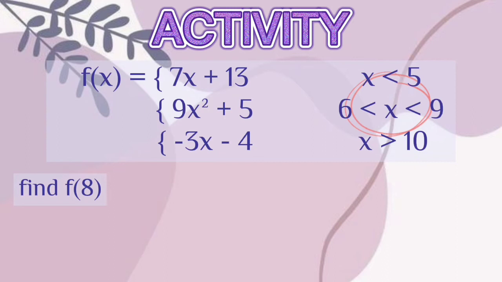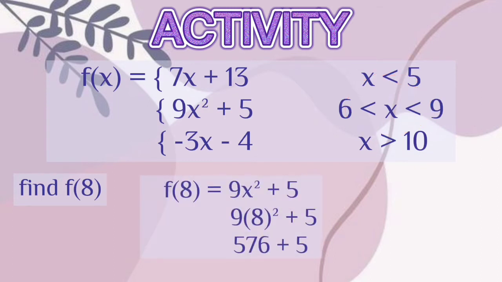Yes, the second piece, since x is greater than 6 but less than 9. So we will use the expression 9x squared plus 5. Like the first item, we will just substitute the value of x, which is 8, and simplify it. 9x squared plus 5, and we will have 9 times 8 squared plus 5.